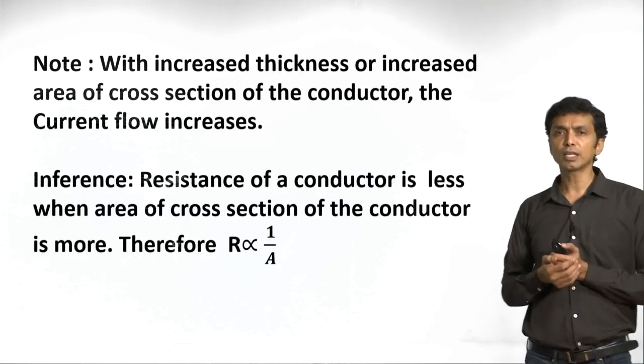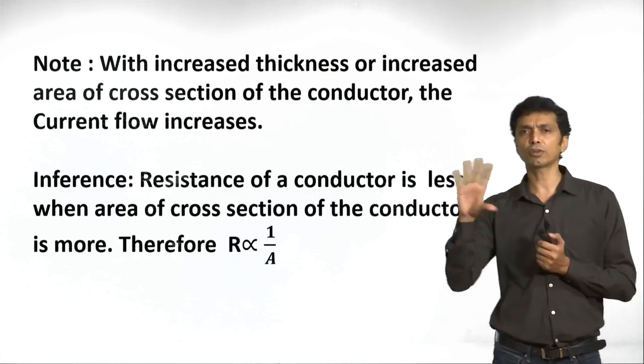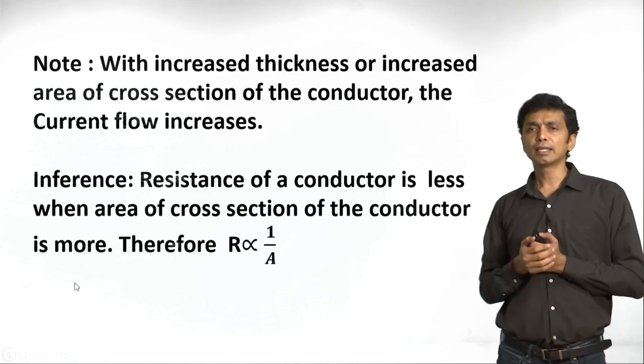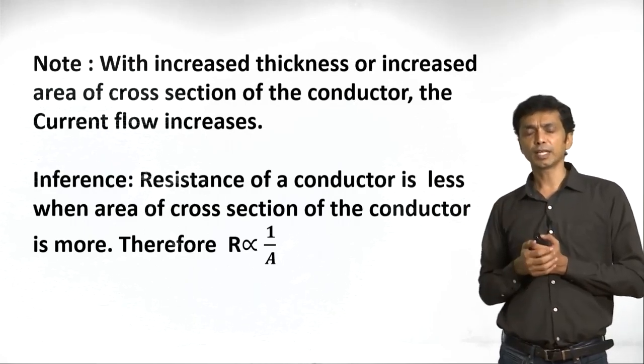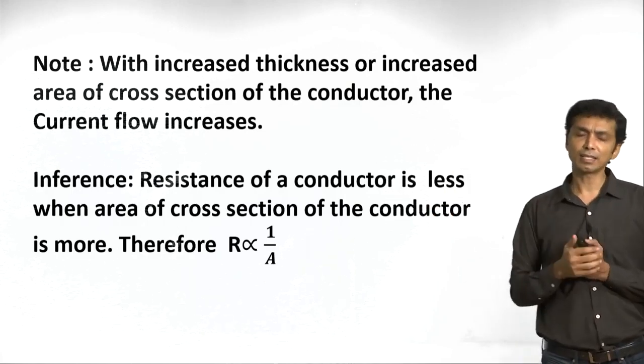Now, we have got two things. When we increase the thickness, that is, increase the area of cross section, we will get more electric current. Thickness is called the area of cross section. More current means less resistance.